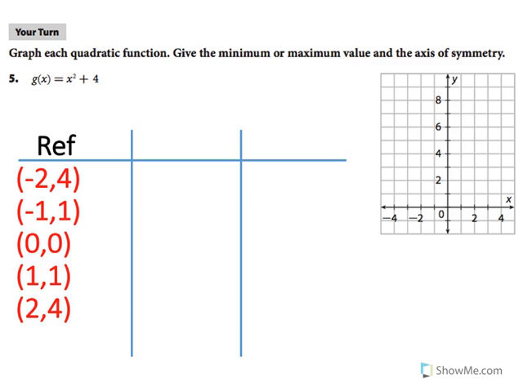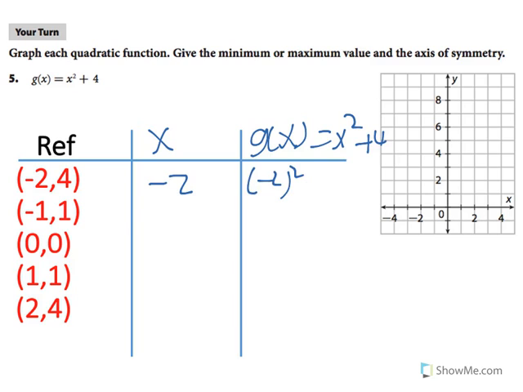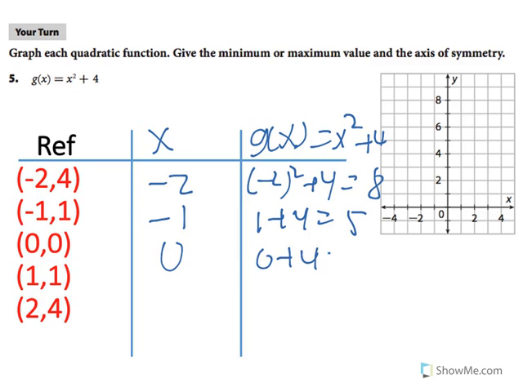Okay, so let's try this one. This is our x, and this is our g of x equals x squared plus 4. So we have negative 2 squared plus 4, so 4 plus 4 is 8. For negative 1, 1 plus 4 gives us 5. For 0, 0 plus 4 gives us 4.